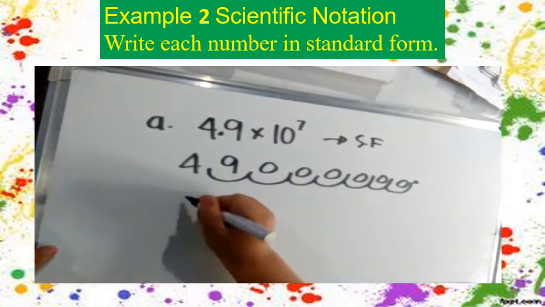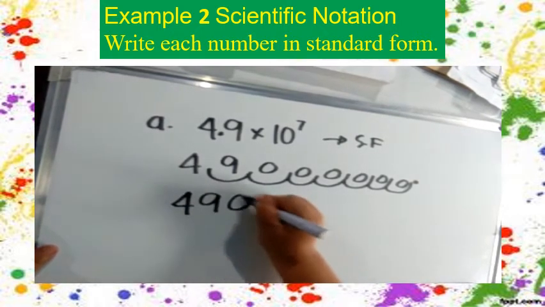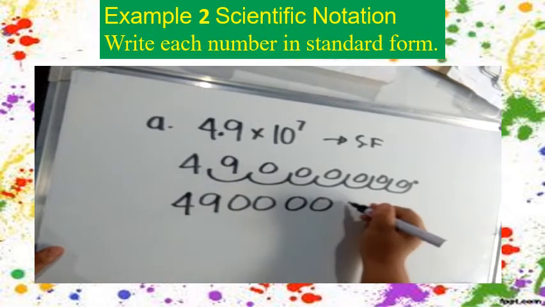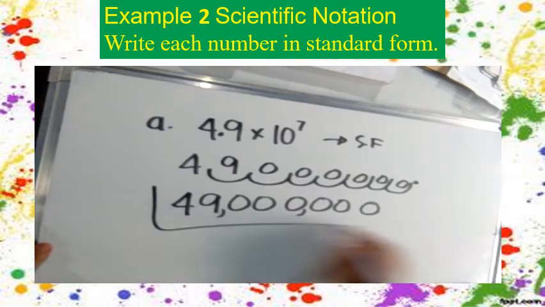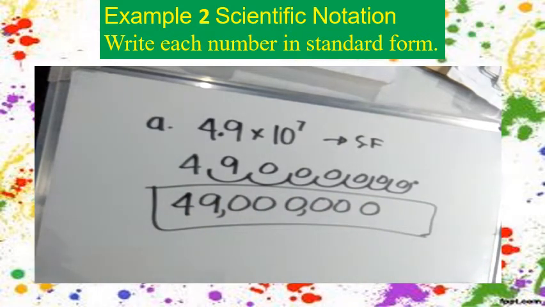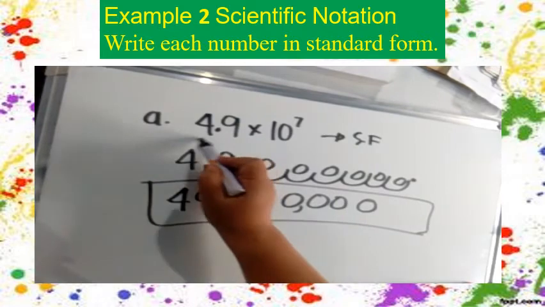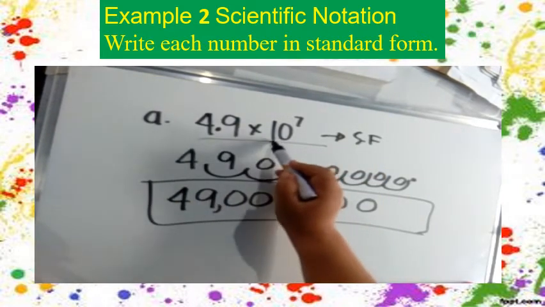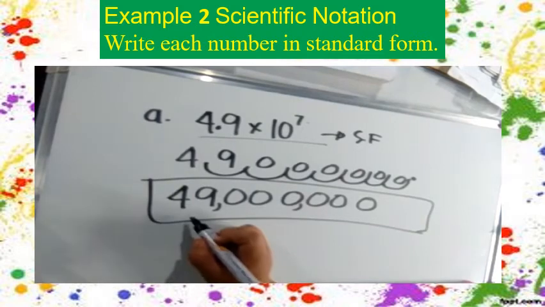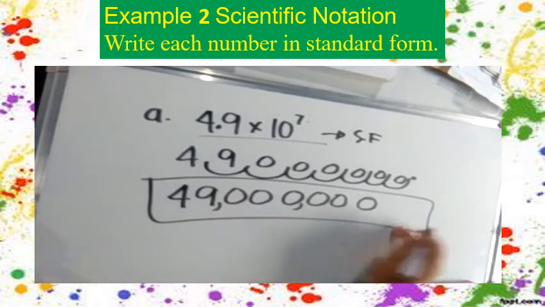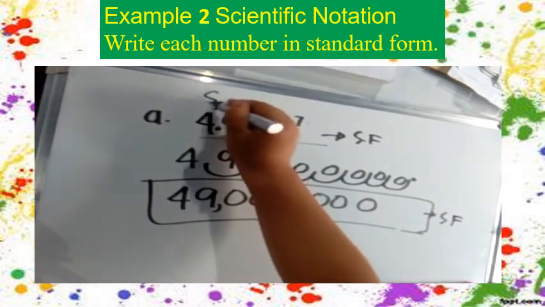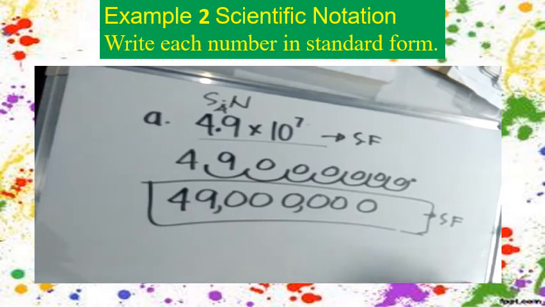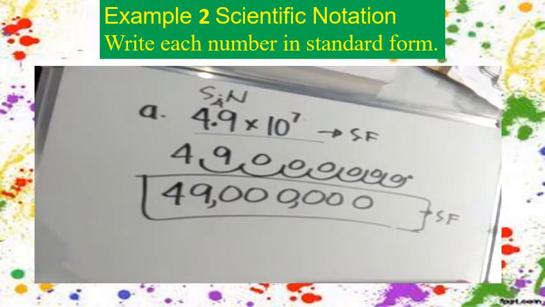What is this, class? 49000000. So, what number is this? 49 million. Okay? Understood? 4.9 times 10 to the power of 7 is equal to 49 million. This is now in standard form. This is in scientific notation. Easy, not difficult. Very easy. Okay, another example.